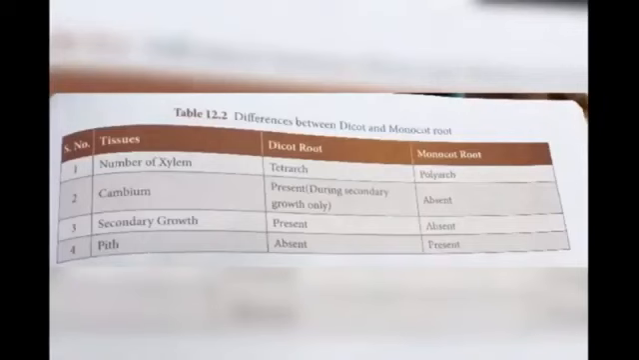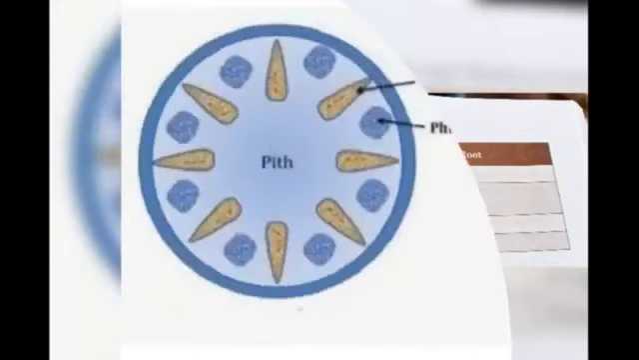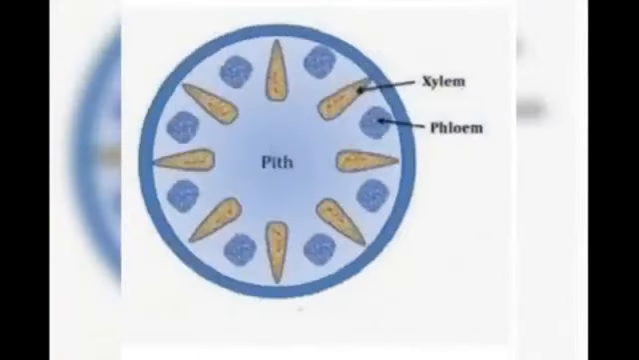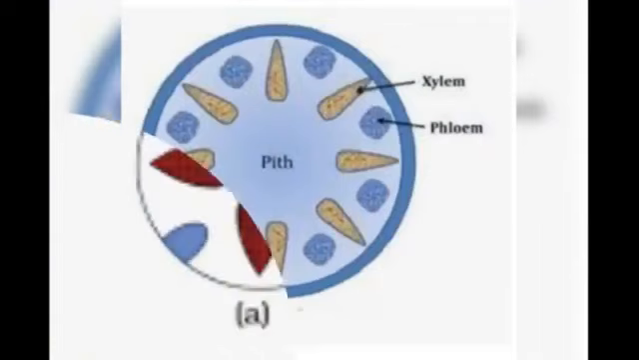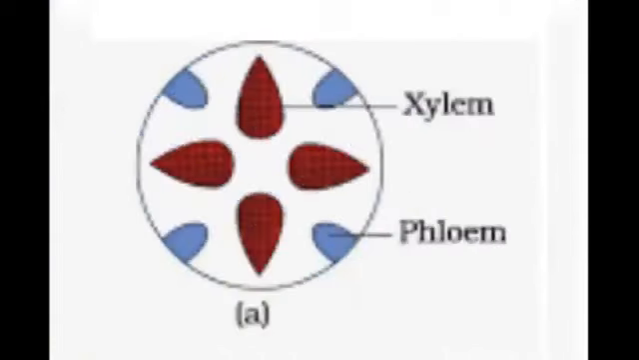Let's look into the difference between dicot root and monocot root. In dicot root, it is tetrarch xylem. In monocot, it is polyarch xylem. In the picture, you can find many xylem bundles alternating with many phloem bundles. It is called polyarch. In the second picture you will find four arms of xylem alternating with four arms of phloem. Therefore, it is called tetrarch.